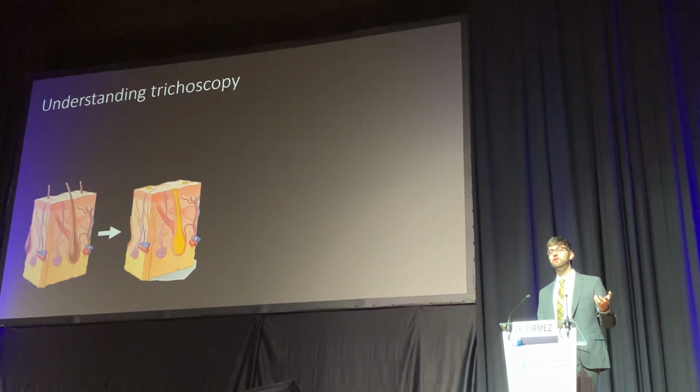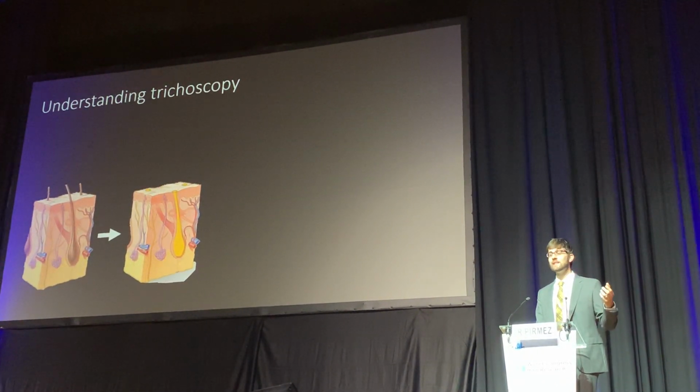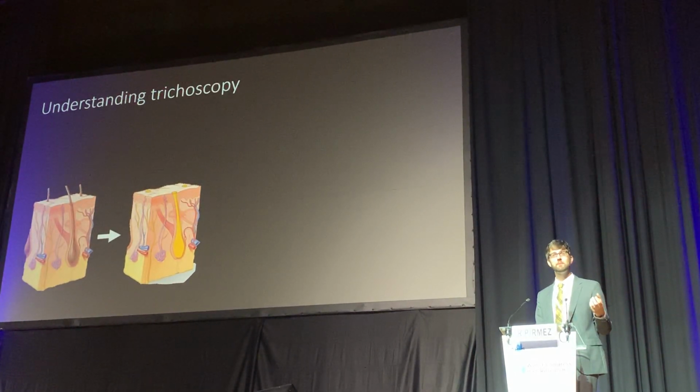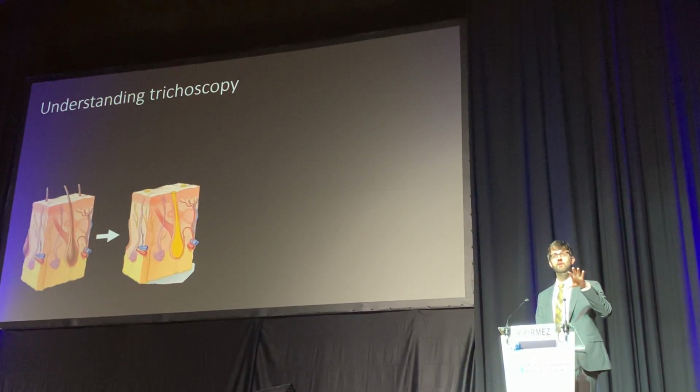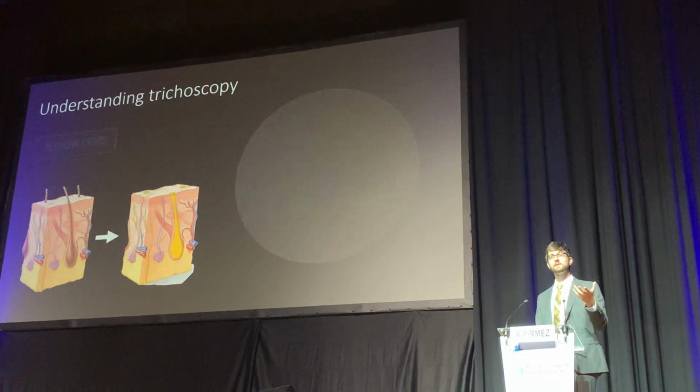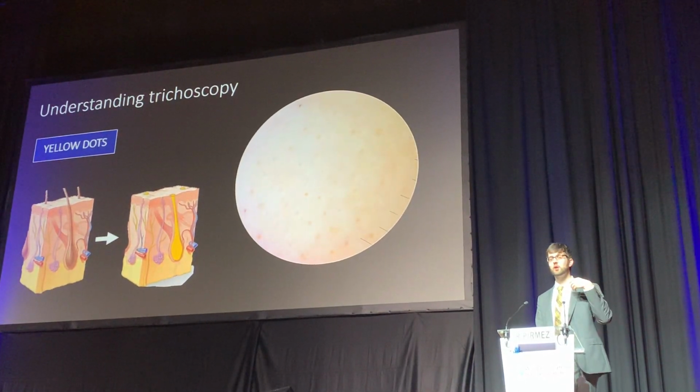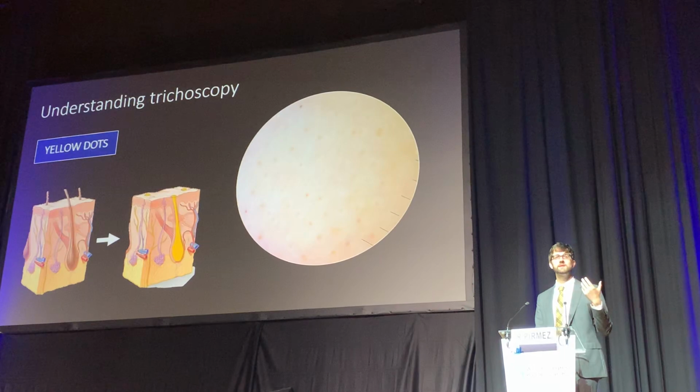If we have an empty hair follicle that becomes filled with sebum, we are going to perceive it from above through our dermatoscope as yellow dots, like we can see in alopecia areata or in monogenetic alopecia.